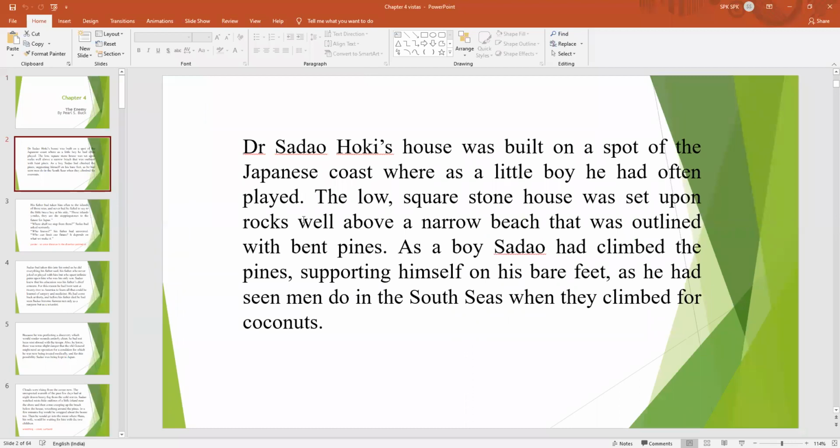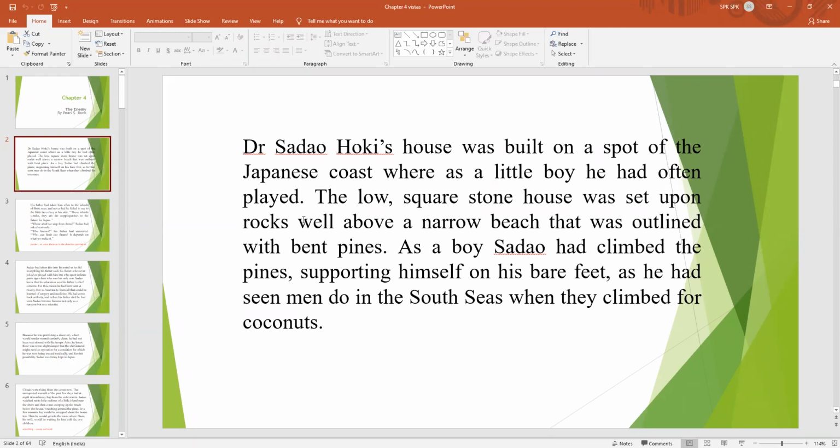Dr. Sudhir Hockey's house was built on a spot of a Japanese coast where as a little boy he had often played. The low square stone house was set upon the logs well above a narrow beach that was outlined with bent pines. Now what is there, children? The writer introduced the main character of the story, Dr. Sudhir Hockey. Dr. Sudhir's house was situated on the coast of Japan, and he had been living there since his childhood.